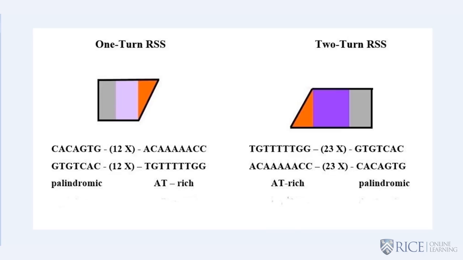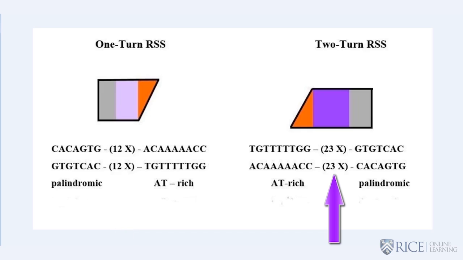If you'll recall, I said that this heptamer region of 7 bases was palindromic. And if you look at this, it reads the same way front and back. So I could read CACAGTG, or I could go the other way around and read it backwards. And that's true on the other side as well, and you can see they're kind of flip sides of each other. The one-turn sequence has 12 bases of any old thing, that's why it's an X, and the two-turn has 23.